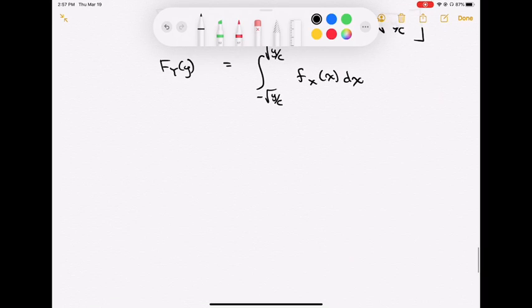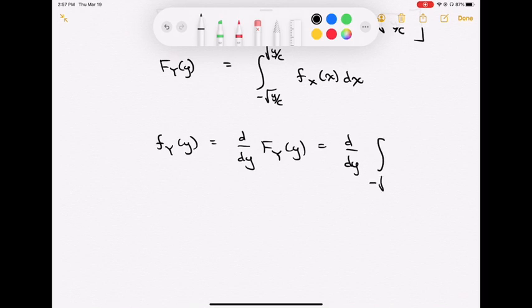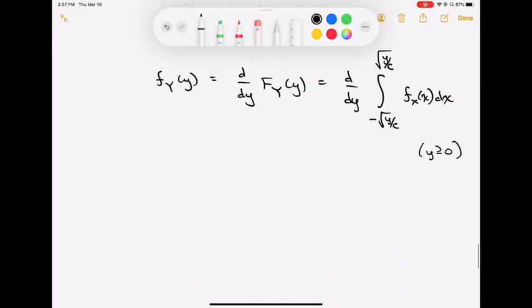So I'm still trying to find the probability model. We usually do that as the probability density function. So I'm looking for f_Y of little y, and I know that that's just the derivative of my CDF. So I'm going to take d/dy of F_Y of y, which is d/dy of the integral from minus root y over c to root y over c of f_X of x dx. And just a reminder, we do know that y here is always greater than or equal to 0.